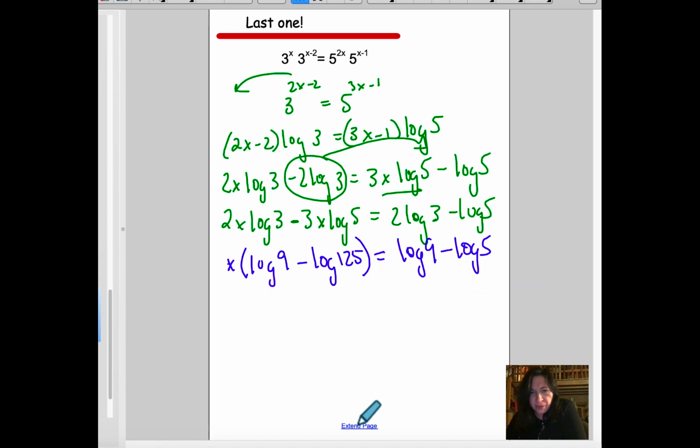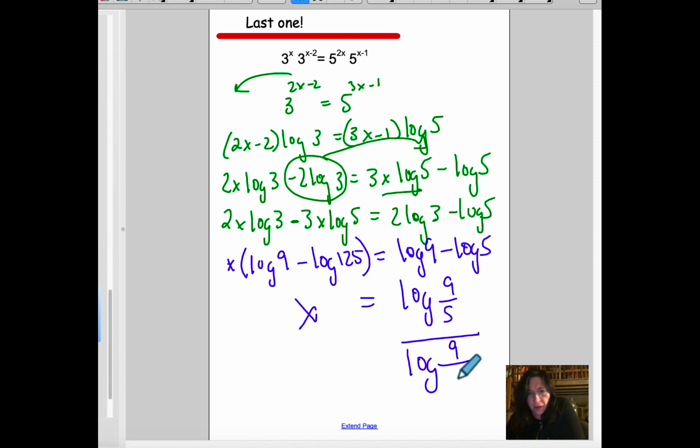And so now let's combine some of this fun stuff. On the right, we get log 9 divided by 5. And then on the bottom, because I'm going to divide by this value here, that's going to be log 9 divided by 125. Ooh. I have a feeling my answer is like 3 or something. Anyway, that's how you do that. Go ahead and do that and get an answer and let me know what it is in class, right?